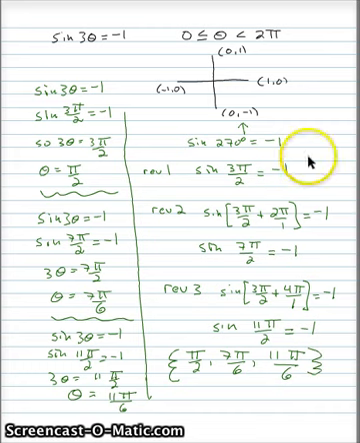Those are three answers theta between 0 and 2 pi, such that sine of 3 theta equals negative 1. And that will conclude this lesson.